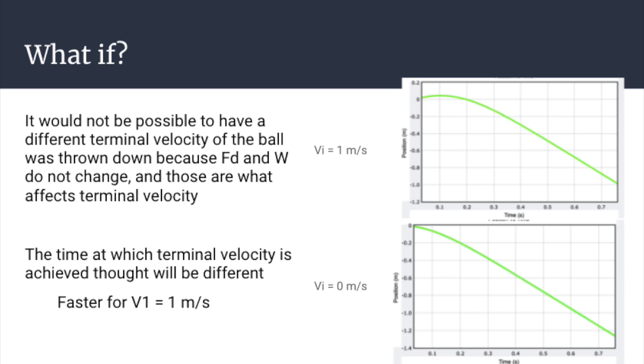Can terminal velocity be affected by initial force, such as an object being thrown down instead of dropped? The answer here is no. Terminal velocity is determined by the drag force and the weight force, and neither of those have been affected. The thing that is affected is the time at which terminal velocity is reached. Having the object start off at a higher velocity means that terminal velocity will be reached faster than just by dropping it.